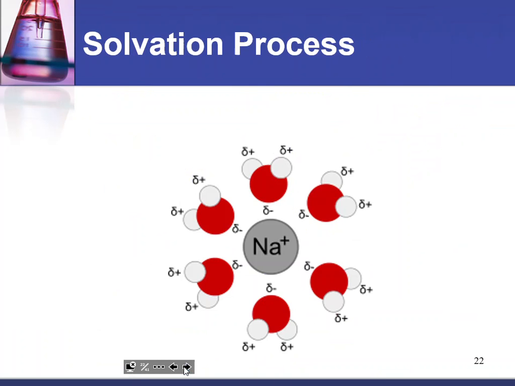Here is the example of the sodium. As you can see, it's completely surrounded by water, but all of the ones facing inward are oxygens because of these partial negatives. They're attracted to that positive ion, the cation there, sodium. Okay?